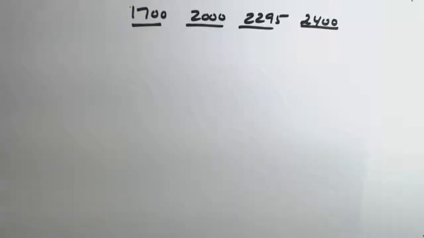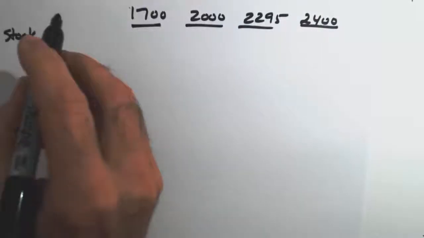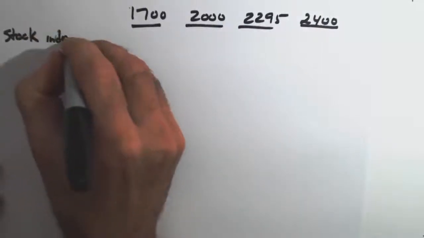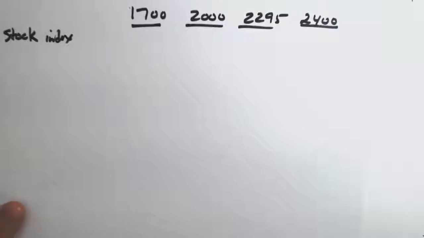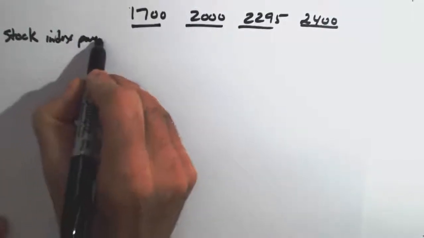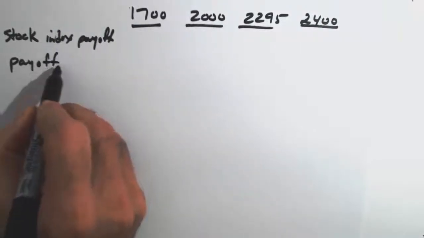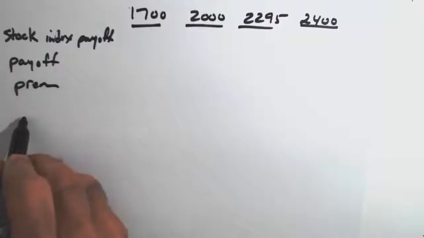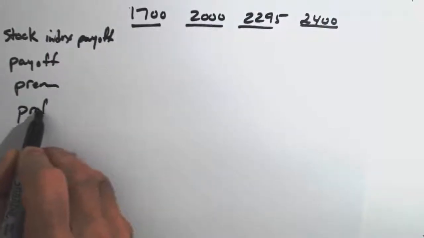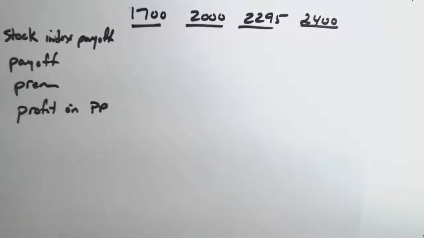So let's go right into it, and then what we'll do is graph the results. So let's look at the stock index. We're going to do everything on a per share basis at the moment. We're going to look at the stock index payoff, the payoff to the option, the premium for the option, and then the profit on PP, which stands for protective put.